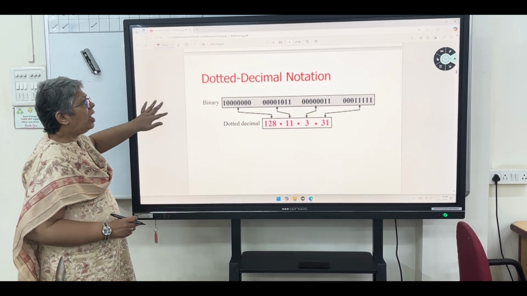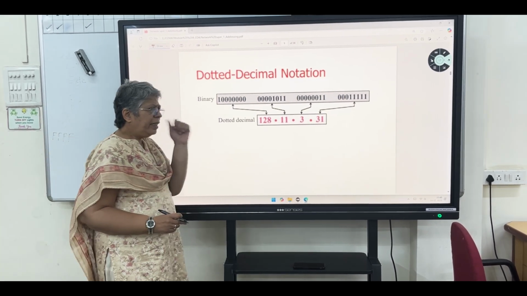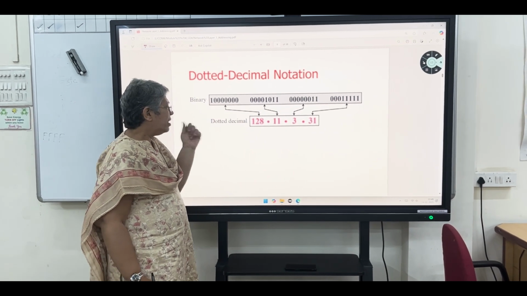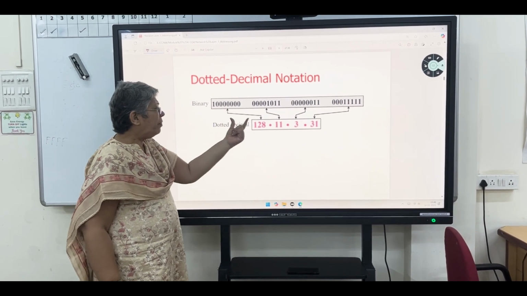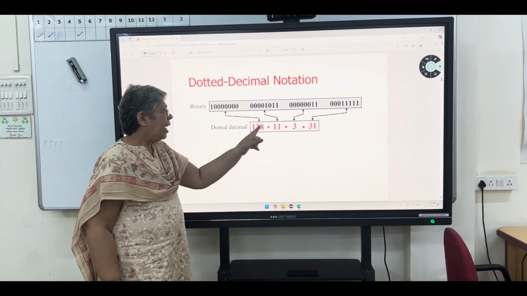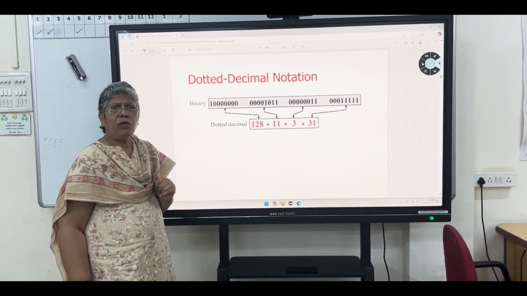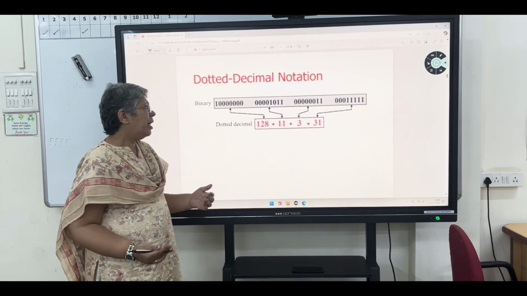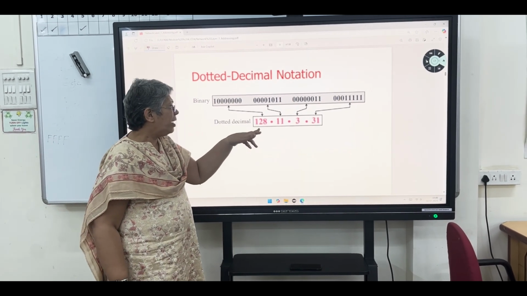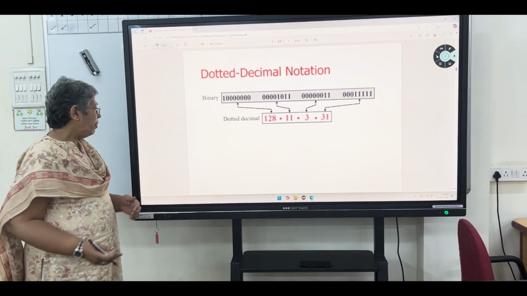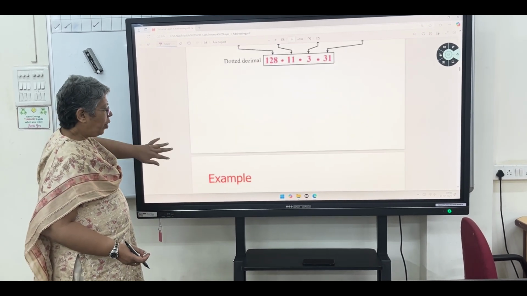Now we will see how it is converted. Any random number is chosen, that's an IP address with the binary bits. Now each byte we convert to its decimal equivalent and separate it by a dot. So all the 4 bytes, this is how the cumbersome process is actually made very easy. So this becomes 128.11.3.31. So we are used to this type of notation. That is your dotted decimal.